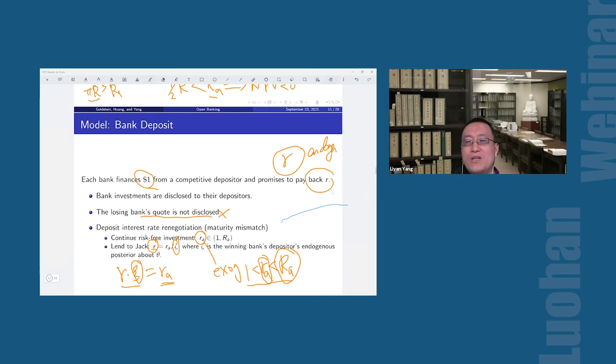What is important here is how the depositor will make inference about my bank's product. If my bank's product is good, I will require a low rate. If the product is bad, I'm going to require a high cost. So this is kind of the funding cost. This is the key mechanism. We try to make this part endogenous, which is generated from the maturity mismatch feature of banking. That will drive all the results.